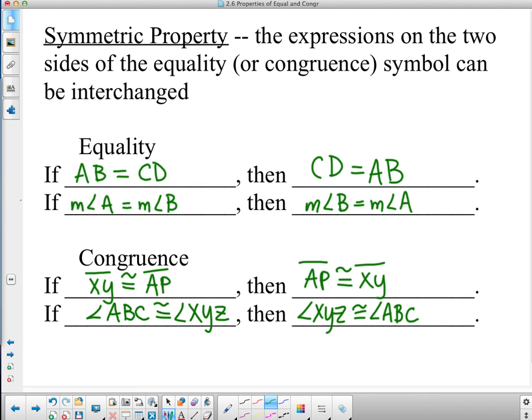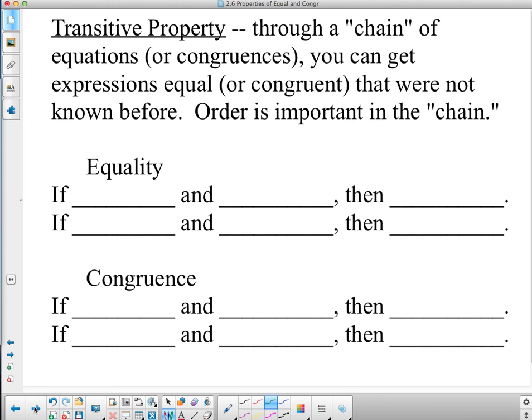Again, pay attention to whether there's equal signs or congruent signs in it. That'll tell you whether it's that property of equality or congruence. All right, and the third one is the transitive property. This one has the most parts to it, and I remind myself what it is by thinking of a train, and I'll tell you how that works.